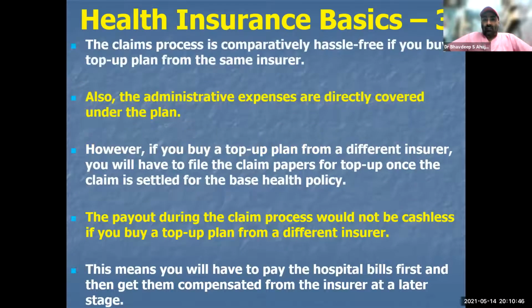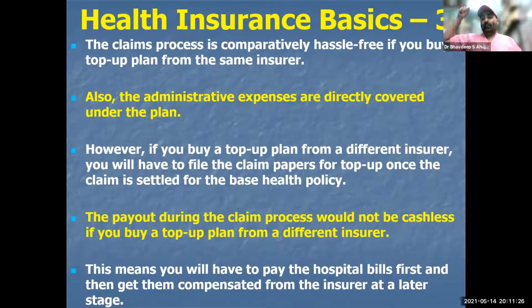So the process is hassle-free if you buy the top-up from the same insurer. As I said, you can buy from a different one, but I'd prefer that you buy it from the same insurer only, because administrative expenses, all those things are covered equally, and you don't have to pay separate file charges for those purposes. If it is from a different insurer, then claim papers would have to be filed. Then the total payment would not be cashless if the top-up plan is from a different insurer. The top-up plans don't come with a network hospital list. They are separate. They're only for the cover part.